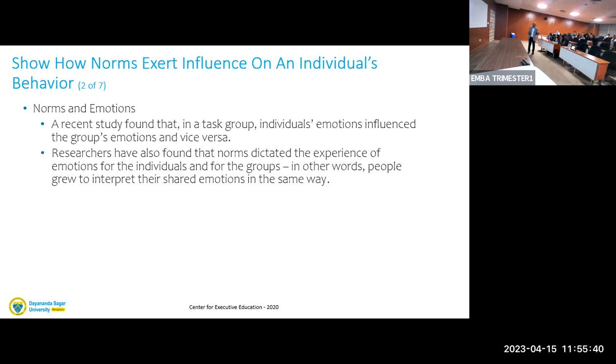Again, a recent study found that in task groups, individuals' emotions influence the group's emotions and vice versa. So, do people's emotions affect a group? The example that I gave you about the Maruti Suzuki: were people in an emotional high when they burned this guy? Yes. They all came together in putting this guy in a car and setting the car on fire. So does it work both ways?